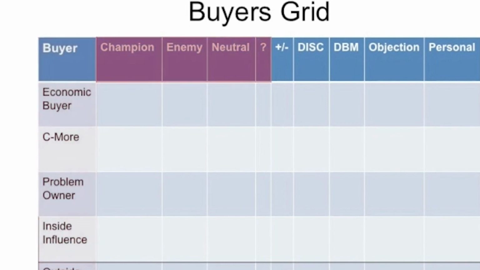Now, they fall into one of four categories. They're either your champion, meaning if the vote was coming down today, they'd vote for you. They're your enemy, they'd vote against you. Neutral means they haven't made a decision one way or the other.